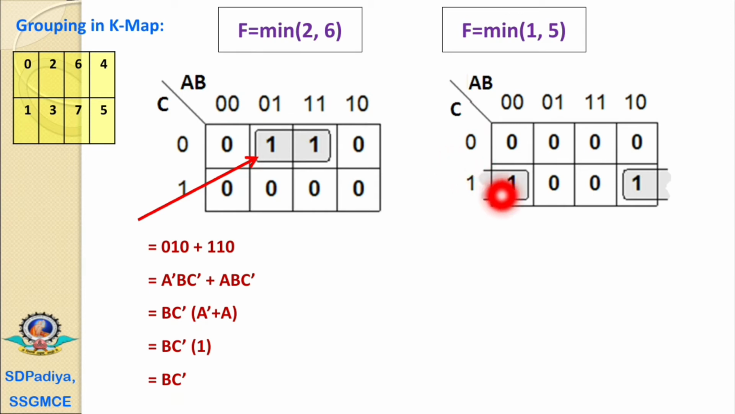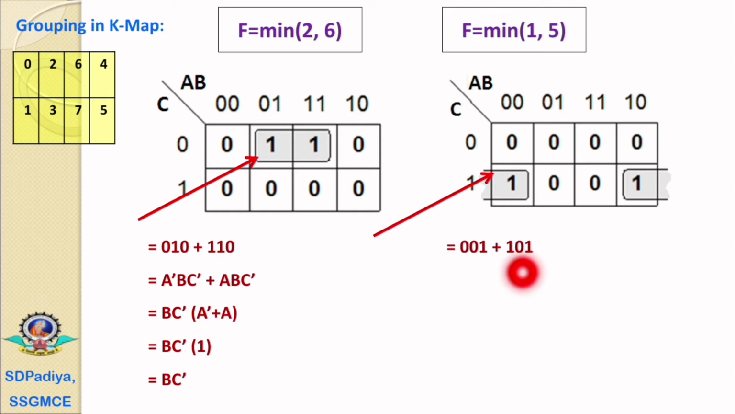Now, for the designation 1 and for the designation 5, we have written 1, 1. The first column and the last column are considered adjacent. If we find the designation for the first cell, it is 001, and for this cell it is 101. Therefore, in this expression we have written 001 plus 101.